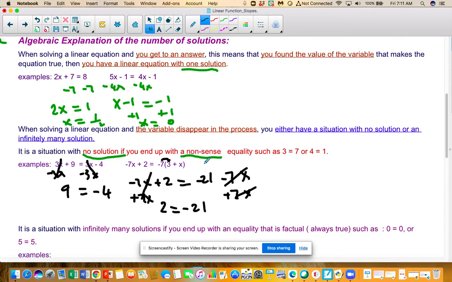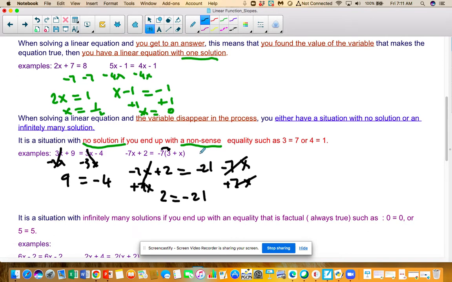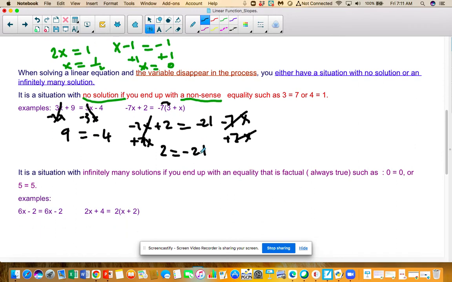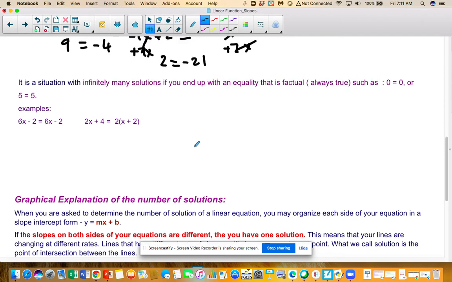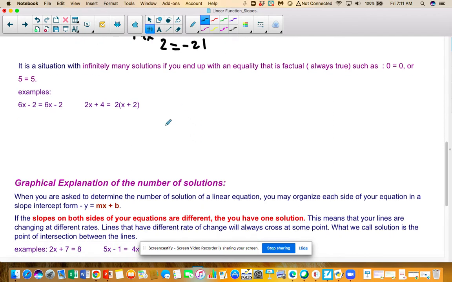So these two examples were to illustrate algebraically when you have a situation where your linear equation has no solution. Now let's talk about the situation where we have an infinite number of solutions.